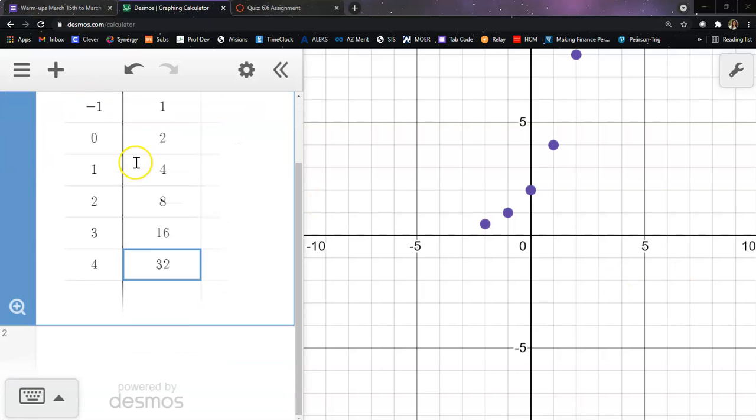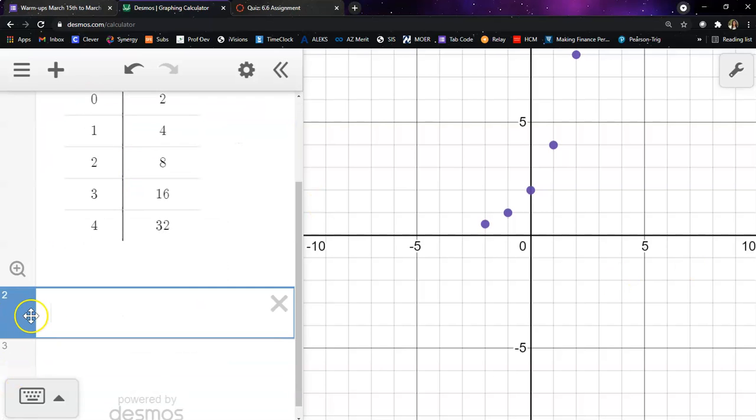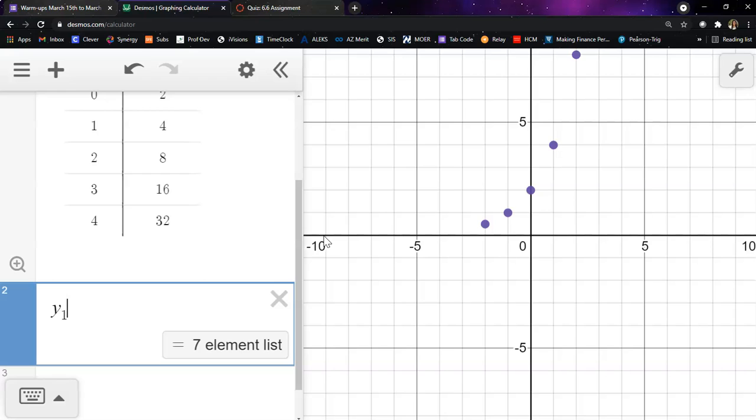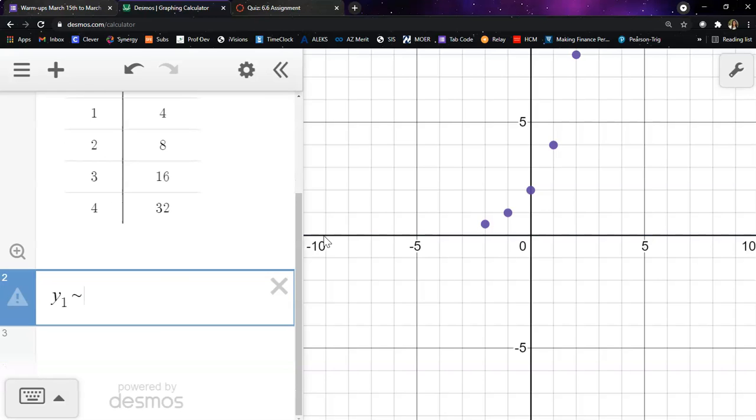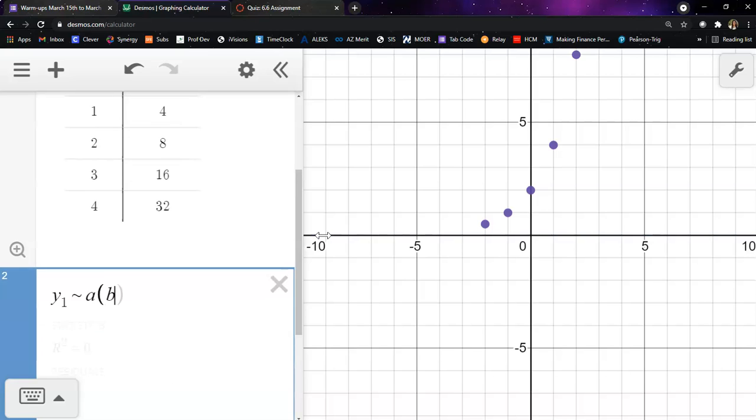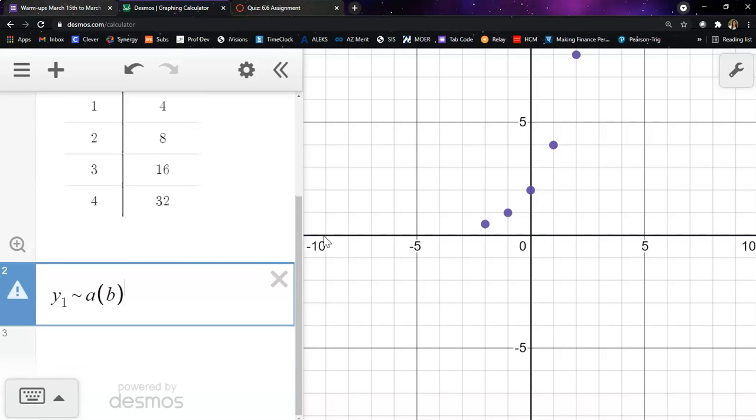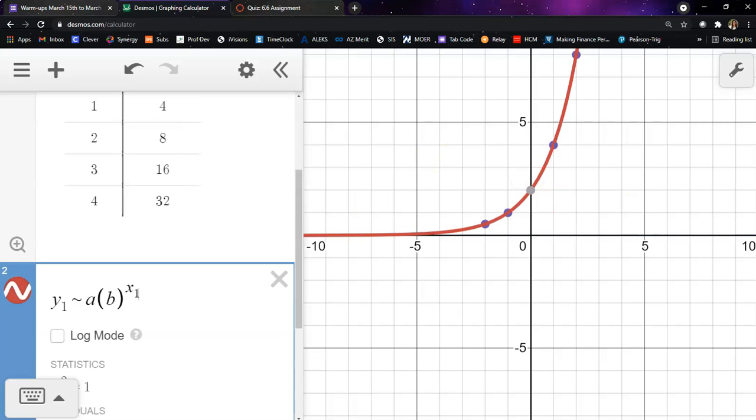Once I've typed all of those in, I want to go to line 2, and I'm going to type the equation I highlighted in my notes in pink. So I'm going to have y underscore 1, arrow over, squiggly line, which is the key next to 1. Then I have a, parentheses b, to the exponent x, and then the underscore 1.